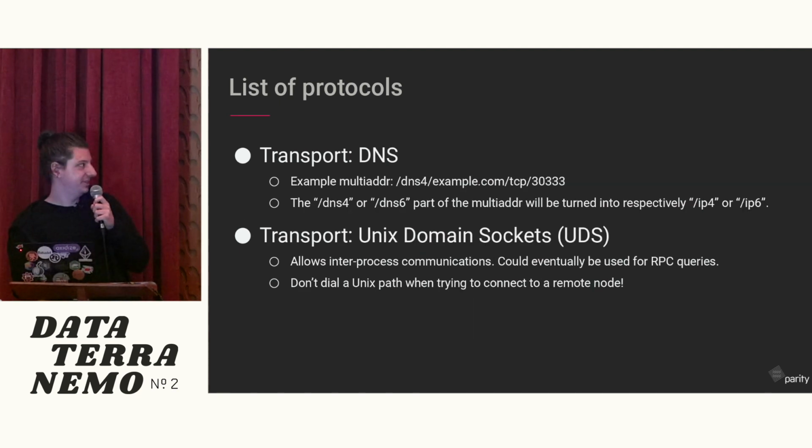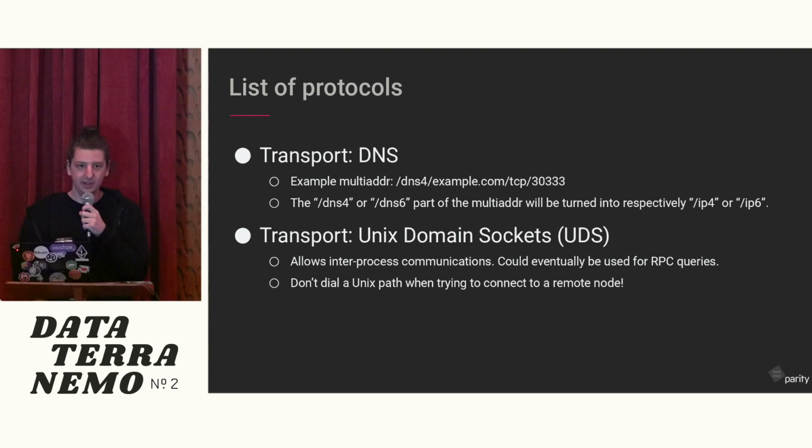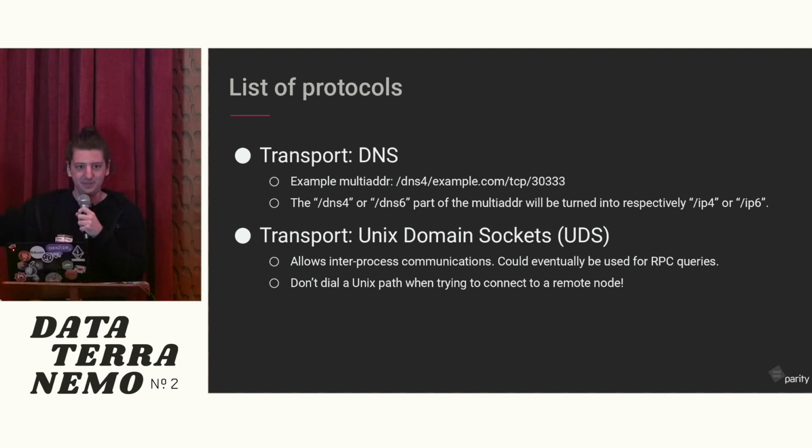DNS, obviously, that's not very decentralized, but in practice, that's very much needed right now. Unix domain sockets: you can make two nodes connect if they are on the same machine, very useful for RPC requests. However, don't accept Unix domain socket addresses from the internet. You don't want someone to tell you, hey, my node address is this file, and let your node read the file that's been given to you. That's a bad idea.